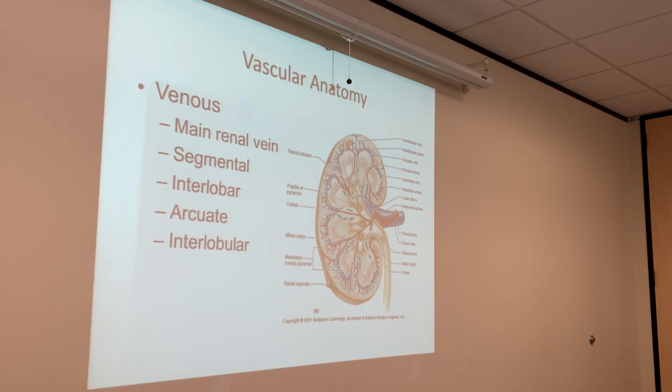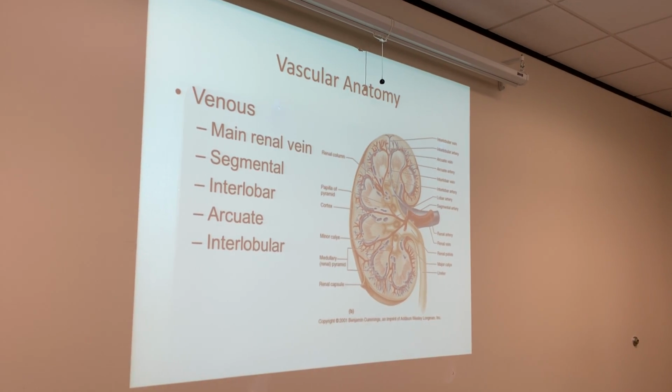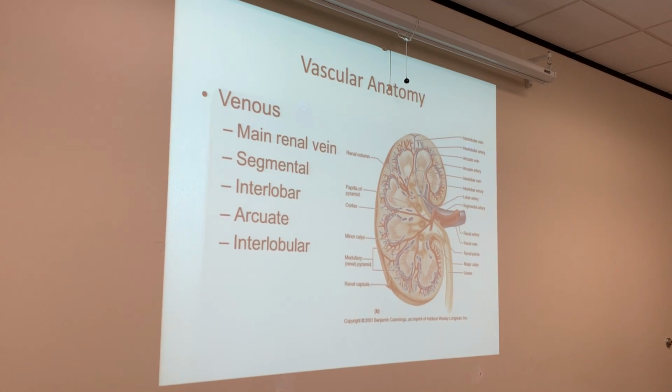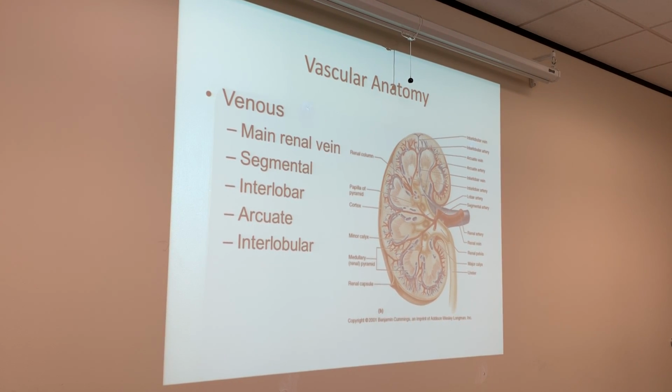Okay, so my main renal vein is going to drain into what? The IVC. The IVC, okay? Because the IVC is a true vein that goes into the right atrium of the heart, goes back and gets reoxygenated, and transfers over and goes into the aorta, okay?